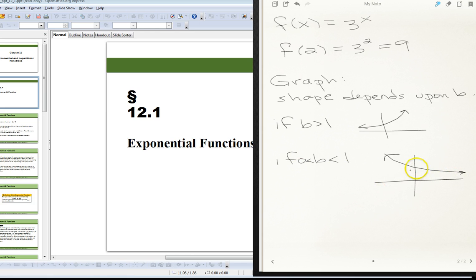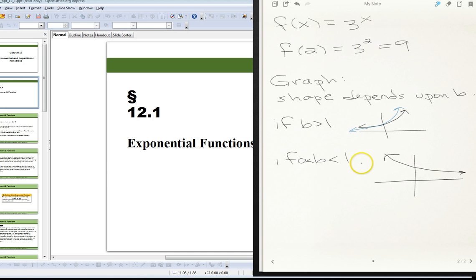Okay, the steepness of the graph depends upon how big or small b is, right? So if b is bigger, then this thing is going to be steeper, right? And if b is smaller, it's going to be less steep. It'll be more shallow, right? And the same thing here, right? So if b were larger, for example, let me get a different color. If b were bigger, we would have instead a graph that looked something like this, right? So it gets steeper like that.